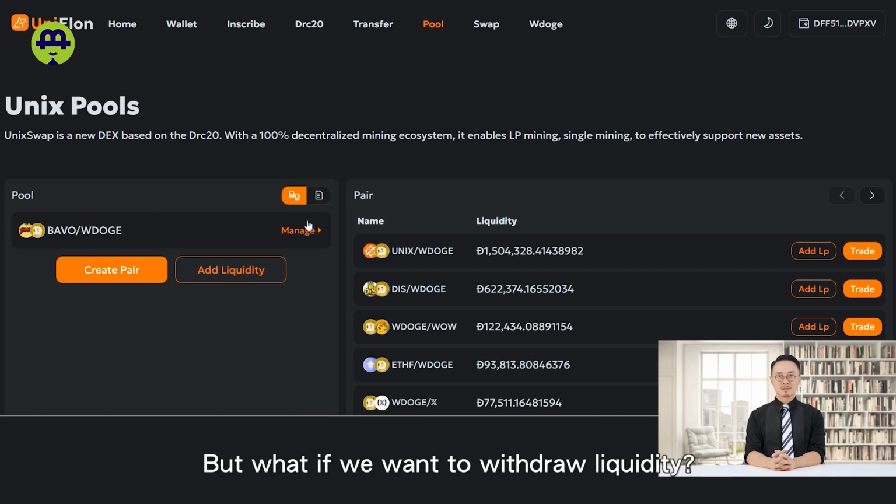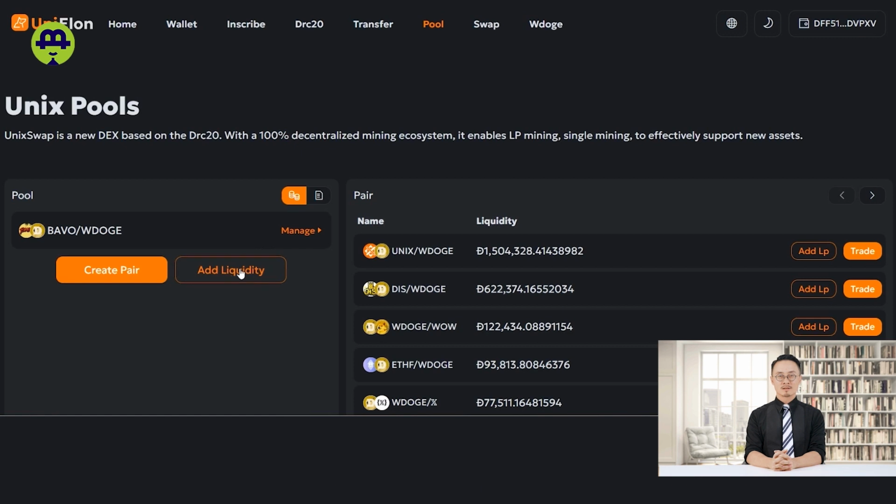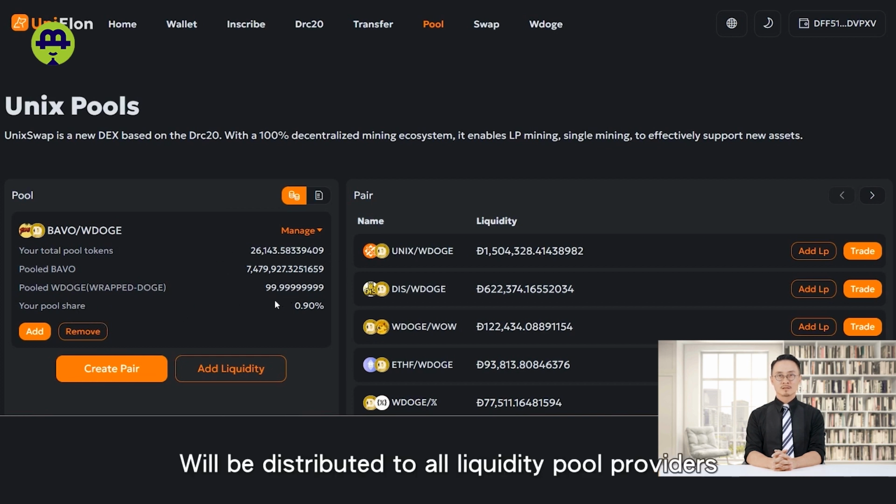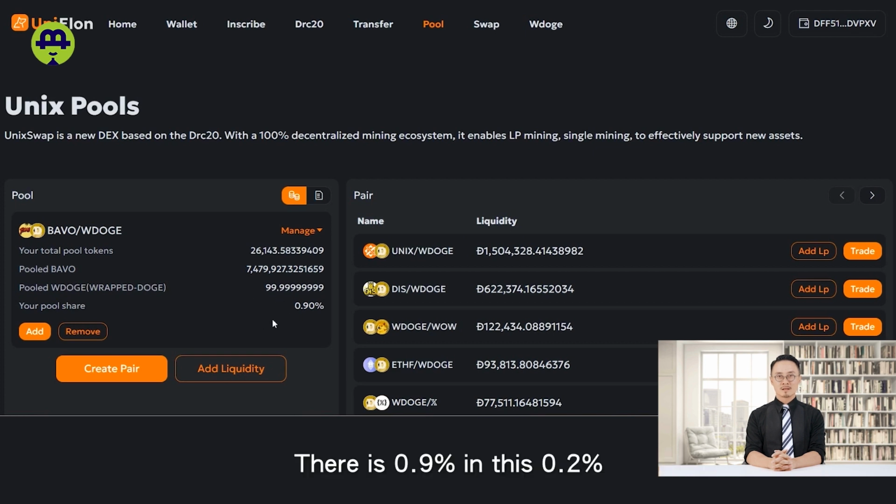But what if we want to withdraw liquidity? Let us click on this management. Your information is recorded here. For example, how much liquidity you added and your share of the pool will be displayed on this. For example, in this trading pair we account for 0.9%, right? In other words, the handling fee is 0.3%, so 0.2% of the 0.3% will be distributed to all liquidity pool providers. We have 0.9% of this 0.2%. We'll receive a share of transaction fees.